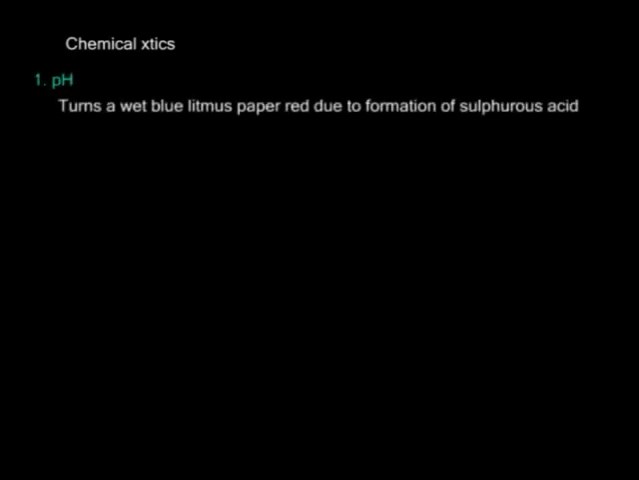Chemical properties of sulfur 4 oxide. pH. When a wet blue litmus paper is inserted in a gas jar of sulfur dioxide, it turns red, indicating the gas is acidic. And this happens because sulfur dioxide combines with water to form sulfurous acid.